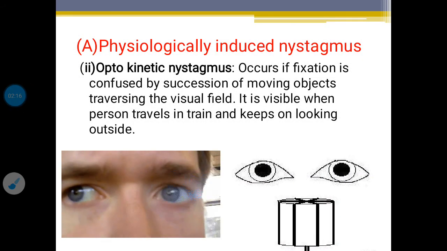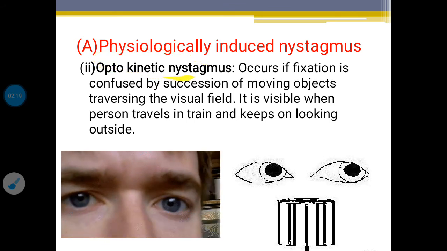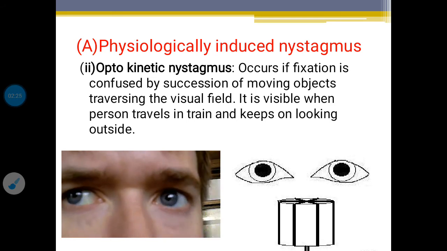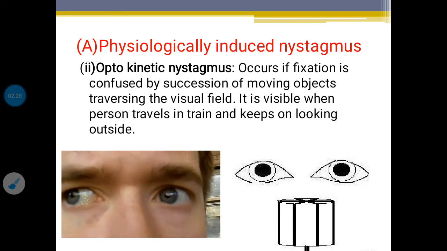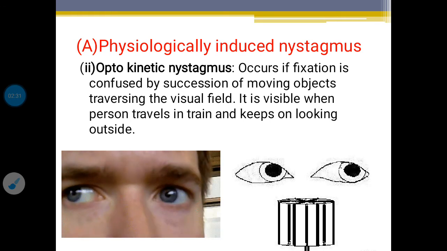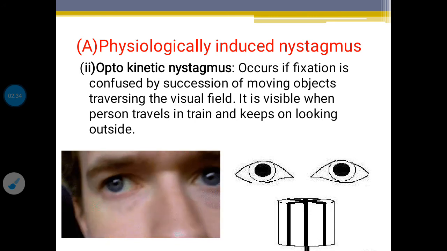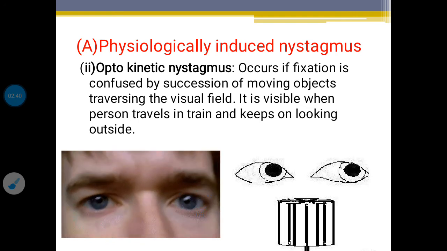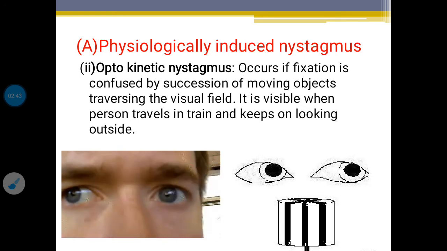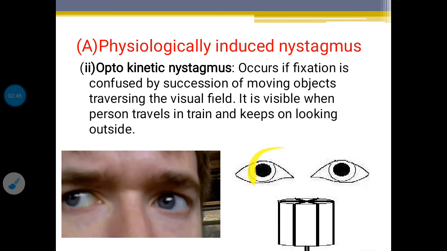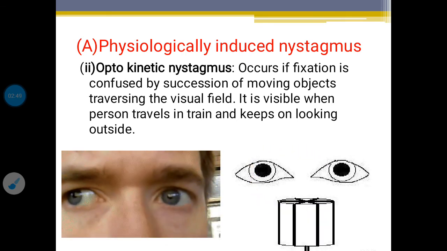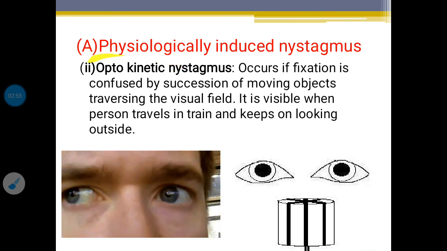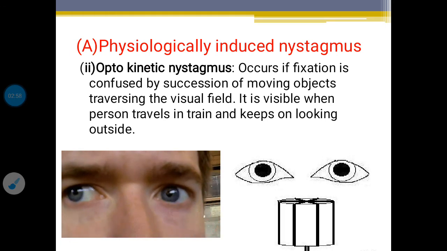The second variety of physiologically induced nystagmus is optokinetic nystagmus. It occurs if fixation is confused by a succession of moving objects traversing the visual field. You have noticed that when a person travels in a train and keeps on looking outside, oscillatory movements of the eye occur, and that is optokinetic nystagmus. Or when a person looks at a rotating drum, there are also oscillatory movements in the eye, which is also called optokinetic nystagmus, a physiologically induced nystagmus.